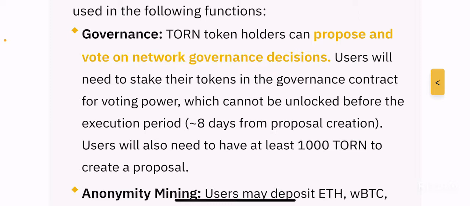Which is about approximately 8 days from the date of creation of the proposal. And also another catch in order to create a proposal is basically you need to hold at least 1000 TON tokens. So again, we'll look at the price point of TON and we'll see how this falls into play. But 1000 TON is quite a lot of money.